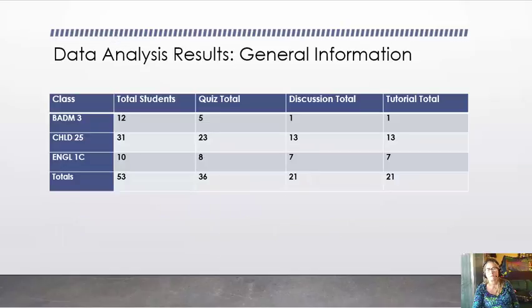Data Analysis Results, General Information. In Bottom 3, there were 12 total students, 5 students who completed the quiz and 1 student who completed the quiz and the discussion. In Child 25, there were 31 total students, 23 students who completed the quiz, and 13 students who completed the quiz and the discussion. In English 1C, there were 10 total students, 8 students completed the quiz, 7 students completed the quiz and discussion, for a total of 21 students who completed both aspects of the module.